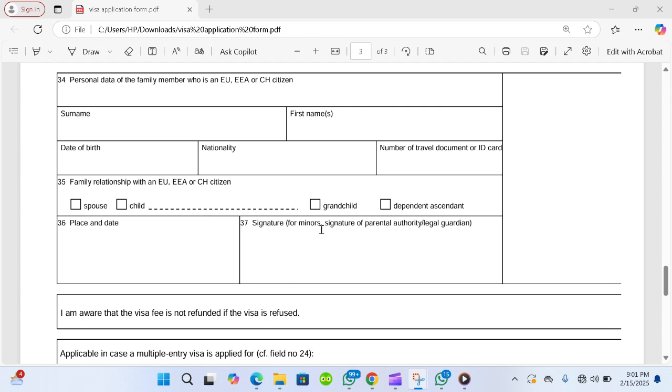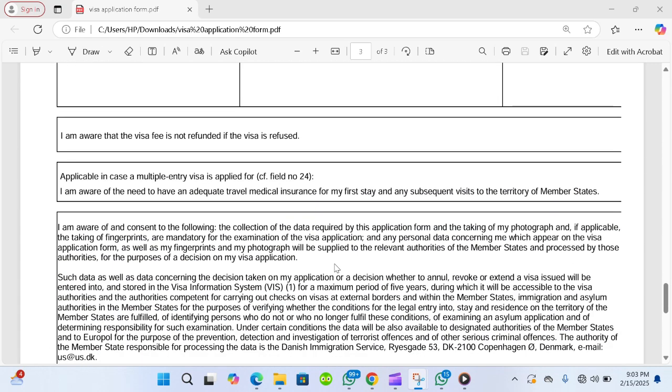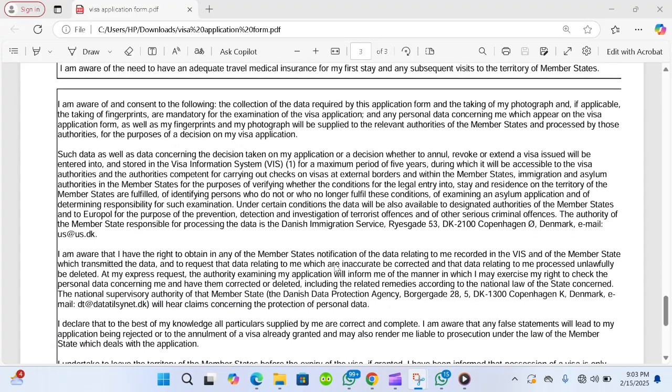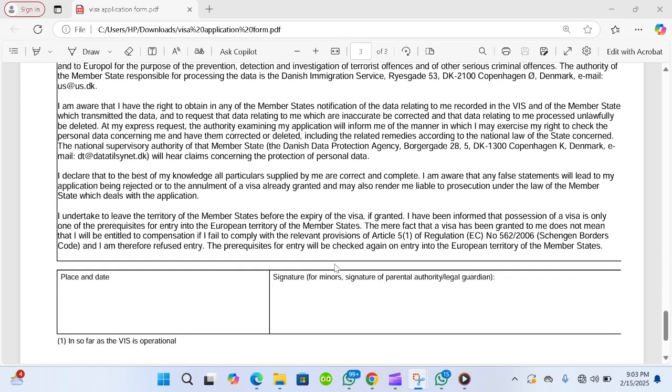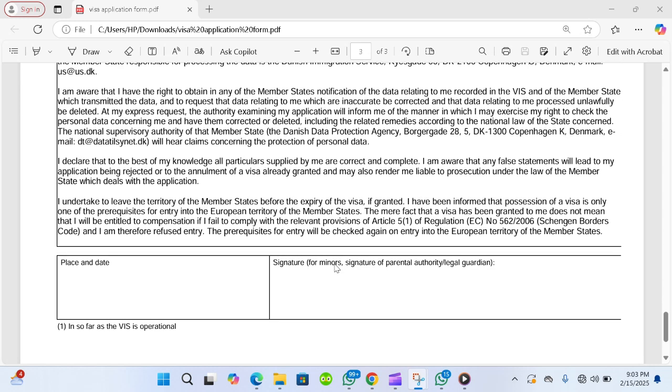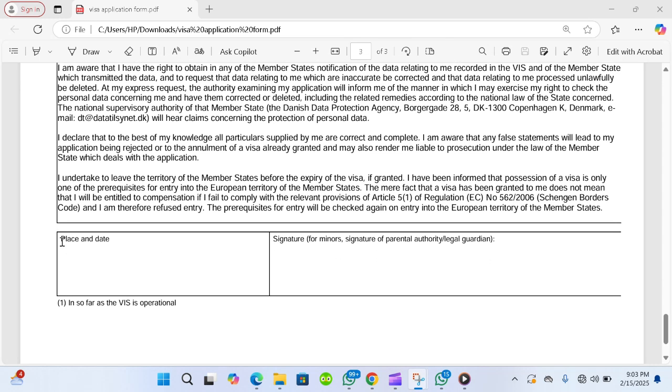And for minors, they would need the signature of parental authority or legal guardian. All right, and this part is basically a declaration. And here is the final part, place and date. Once you're done going through the declaration, then here you also repeat the same thing you wrote in number 36, the place. You write the place you did your application and the date, and also sign here.